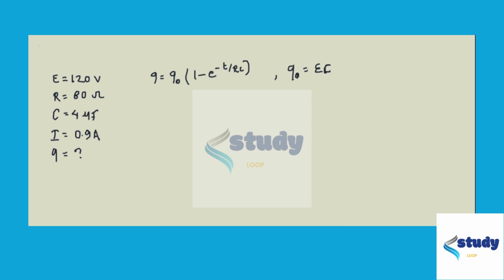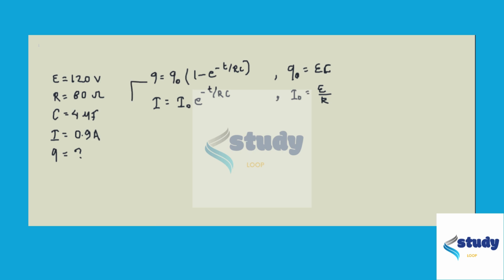All right. Similarly, the current is given by differentiating the above equation. So I is equal to I naught e to the power minus t by RC, where I naught, the maximum current, is given by the ratio of EMF and resistance. Okay, so what I want to do is substitute the value of e to the power minus t by RC from the second equation into the first equation.